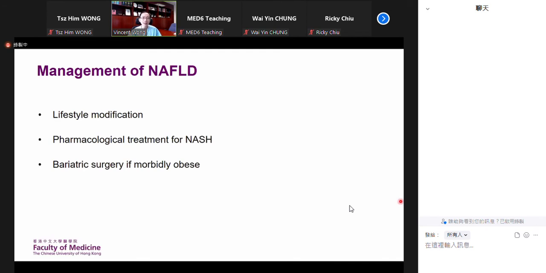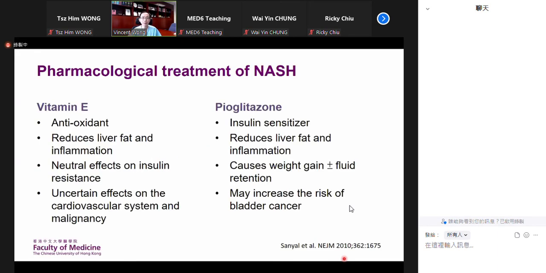For the management, like any metabolic disease, lifestyle modification is the most important, but we also have some pharmacological treatment, and if the patient is severely obese, bariatric surgery would also reverse many of the changes of the liver. For pharmacological treatment, there is actually no registered drug for the treatment of steatohepatitis, but the international guidelines have endorsed 2 existing drugs in the market to treat steatohepatitis, mainly because multiple studies indicate that they can reduce liver fat and inflammation.